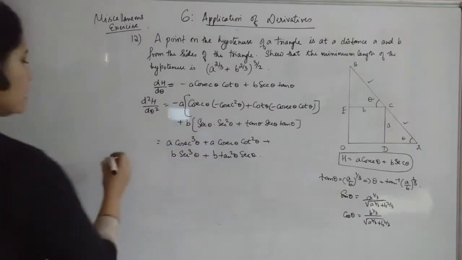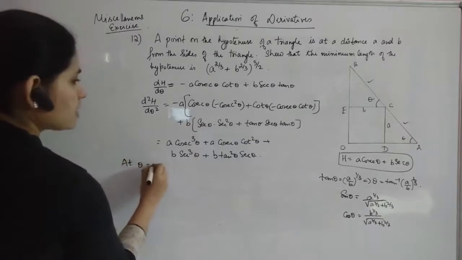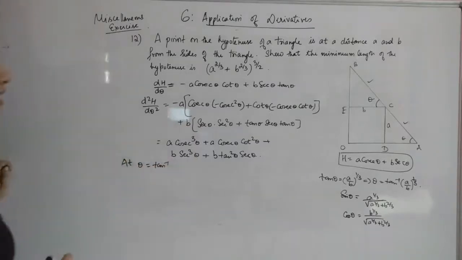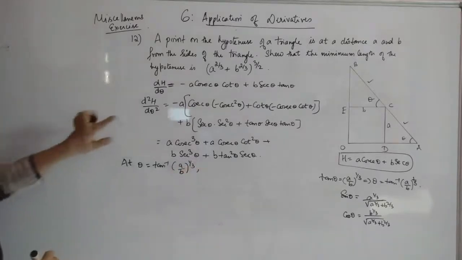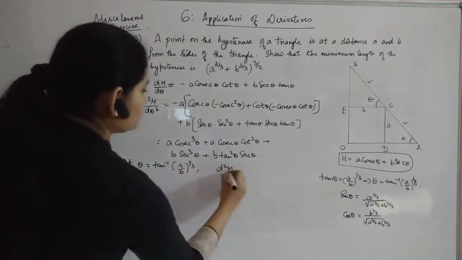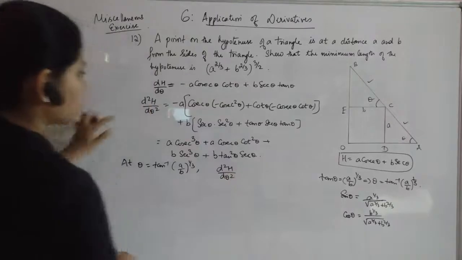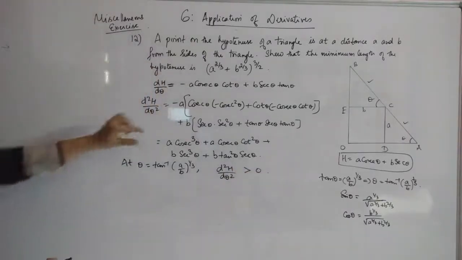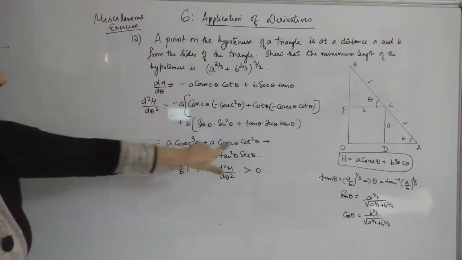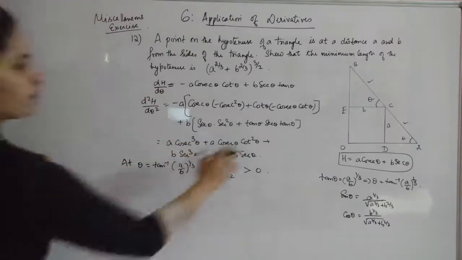So you can say that at theta equal to, what is the critical point? Theta equal to tan inverse of (A by B) the whole raised to 1 by 3. At this point the second derivative, that is d square h by d theta square, will be greater than 0. That is enough. You need not replace here because all are positive here.